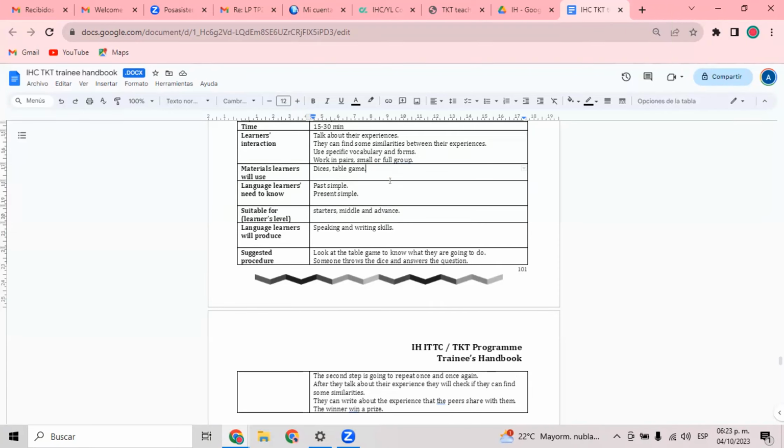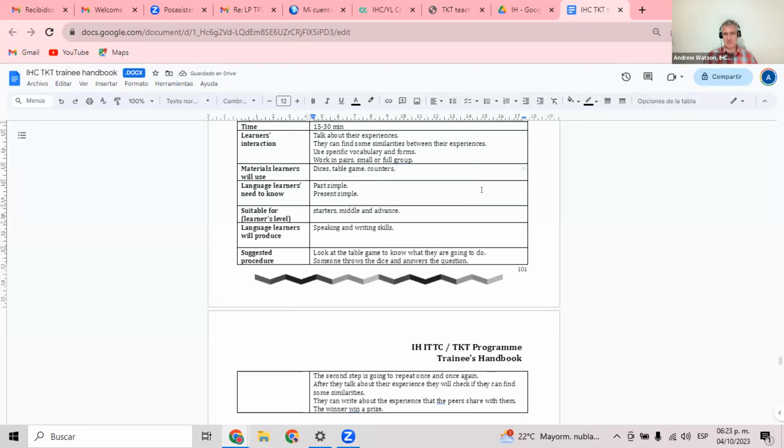Okay. So you need dice, but also don't you need little counters? How can you write that? Tokens? Counters. Okay, that's it. Counters.